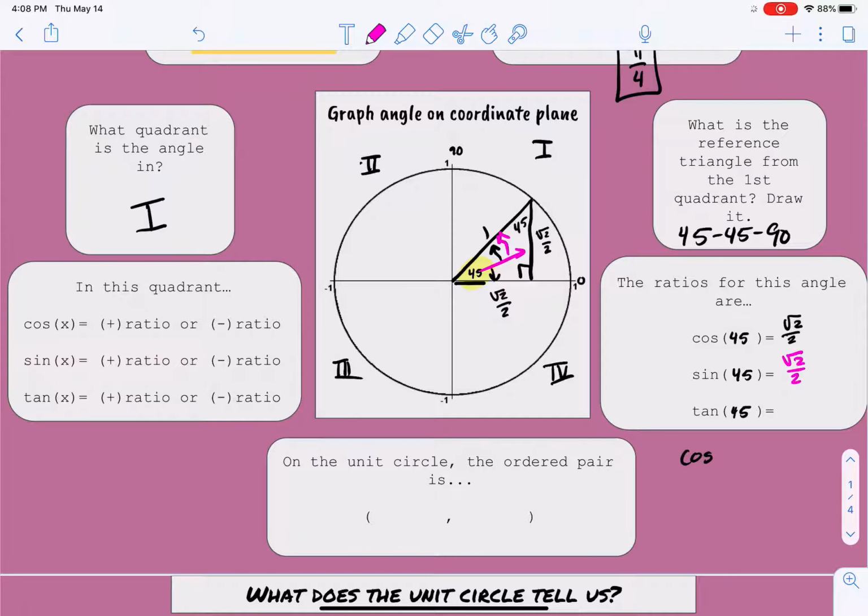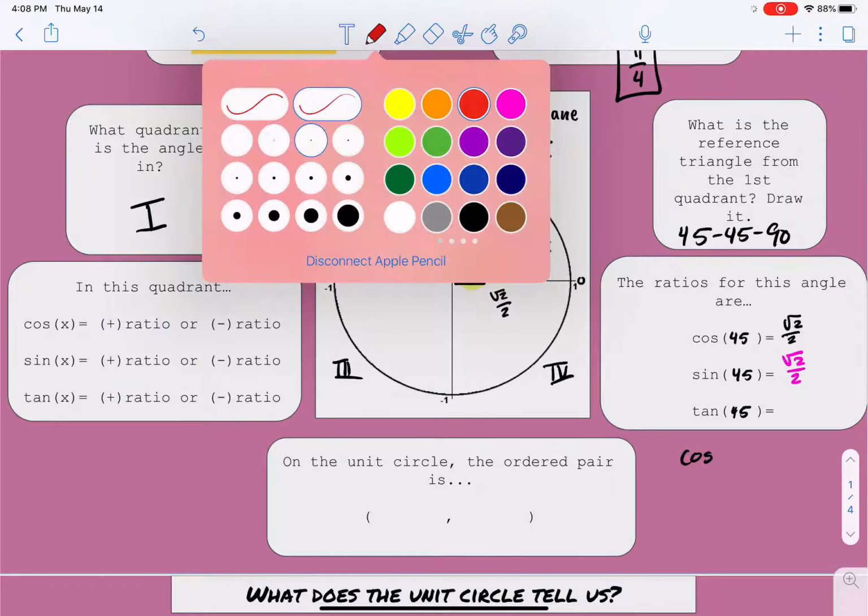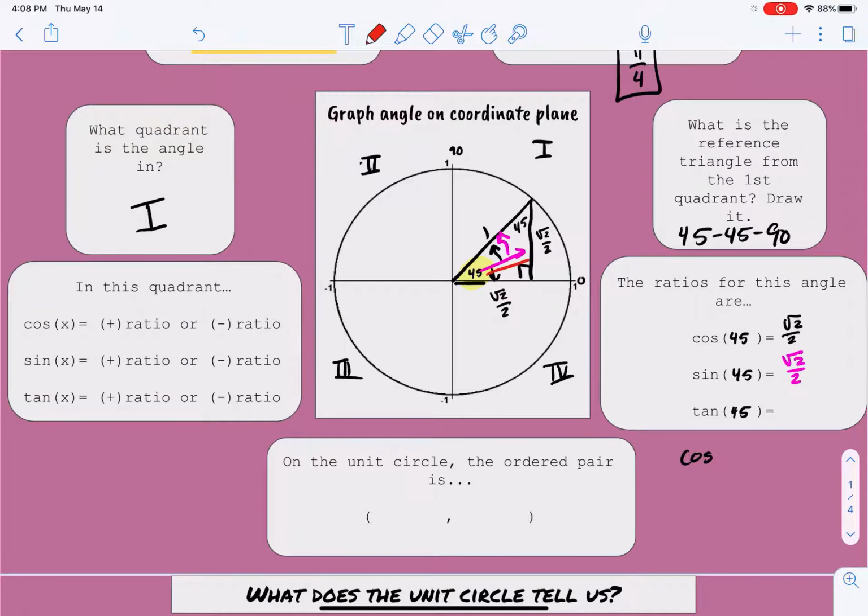Okay, tangent. What is the tangent? So in SOHCAHTOA, tangent is opposite over adjacent. So now we're going to have something a little funky. Opposite over adjacent, we get square root 2 over 2 divided by square root 2 over 2. Well, that's just 1. Anything divided by itself is just 1. So tangent here is going to just be 1.